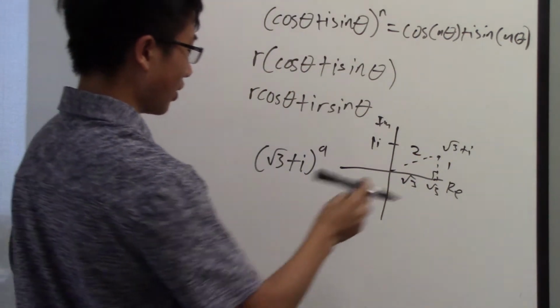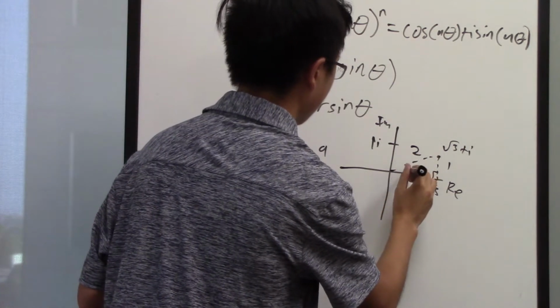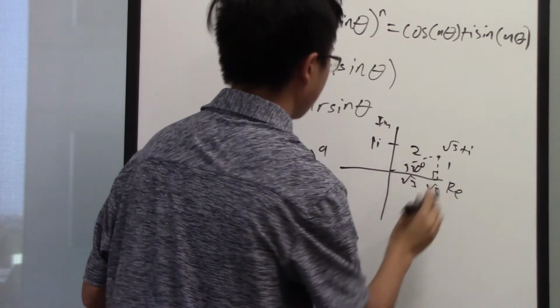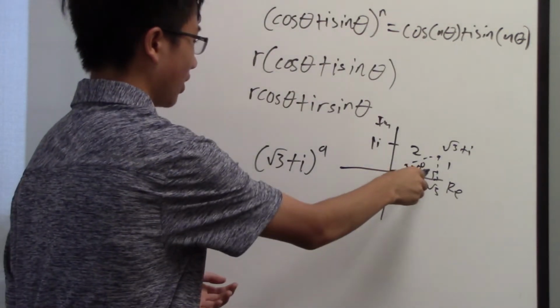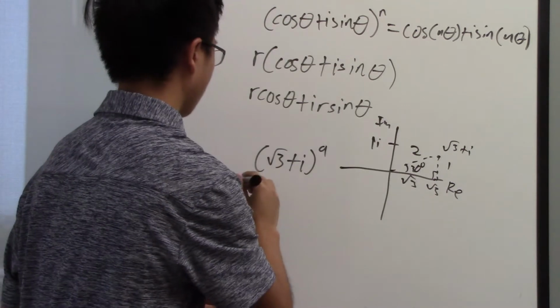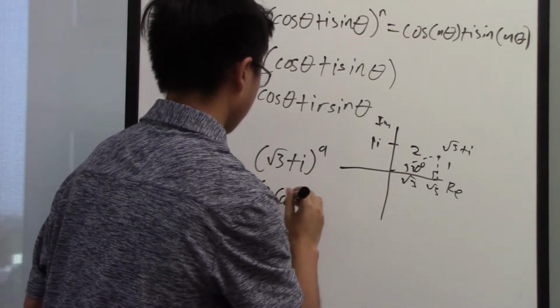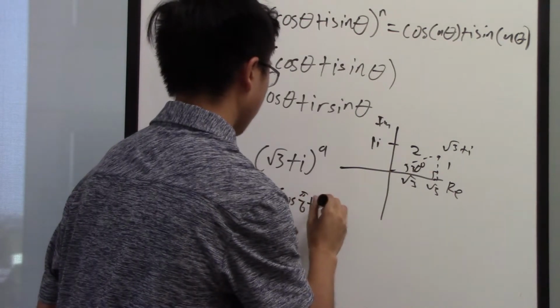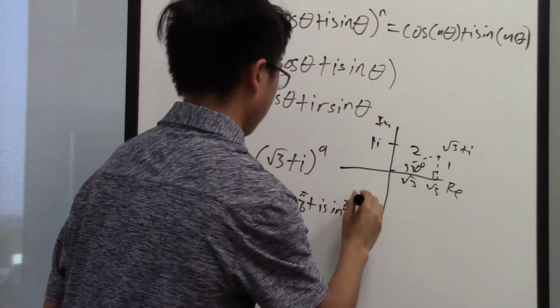And this is actually a special right triangle. So we know that this angle is just 30 degrees, or pi over 6. So we know that the angle would be pi over 6, and the radius is 2. So this would just be 2 times cosine of pi over 6 plus i sine of pi over 6. This would be to the power of 9.